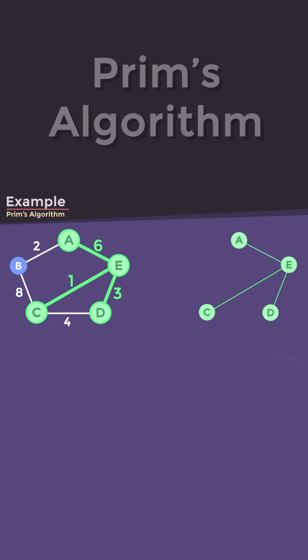Finally, the last vertex will be added using the minimum possible edge. The last minimum weight value is between node A and node B with a value of 2. Adding more edges would form a cycle, so stop here. The minimum spanning tree is now complete.